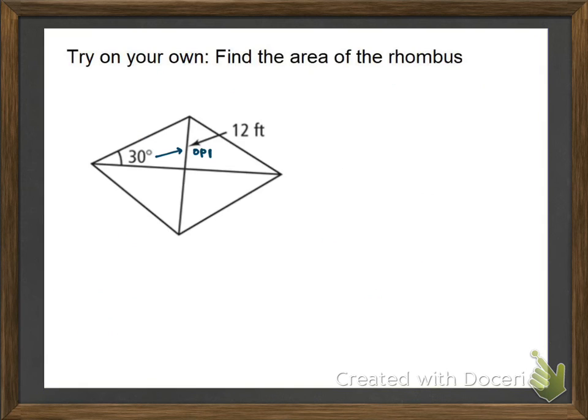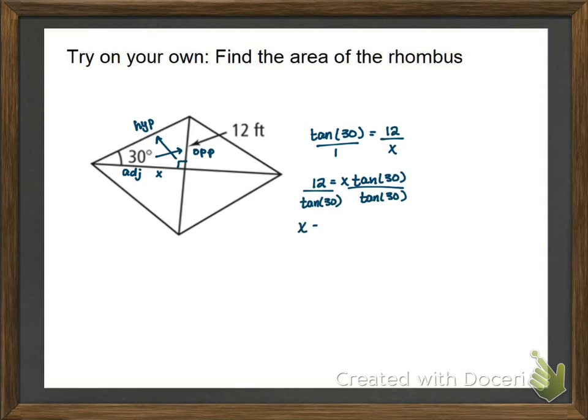So the area of this figure is 249.6. Now looking at this rhombus, again, we need to find part of our second diagonal. So we are going to use trig. The opposite side is the 12. Hypotenuse we don't have, and adjacent is what we want. So opposite and adjacent, we're using tangent. So tan of 30 equals 12 over x. Put your tan over 1 and cross multiply. So we have 12 equals x times tan of 30. Divide by tan of 30, and we get that x is 20.8.